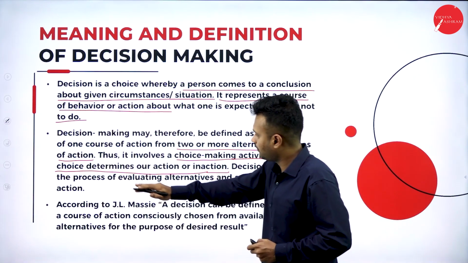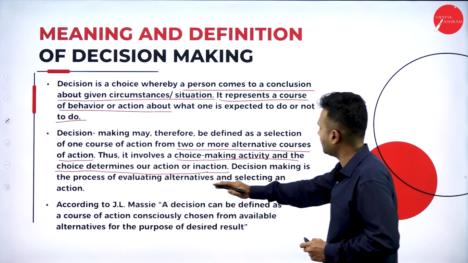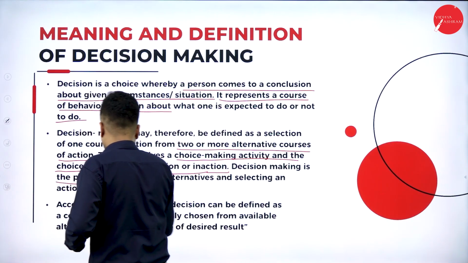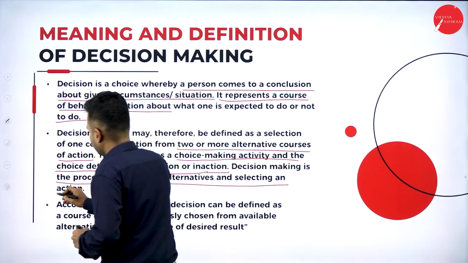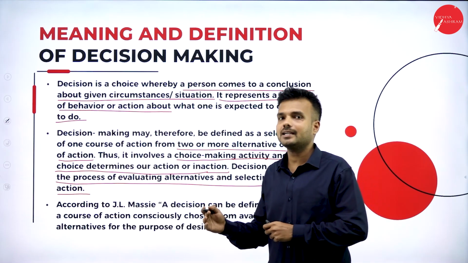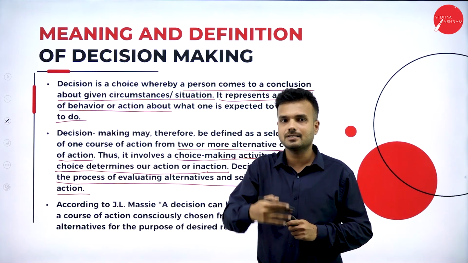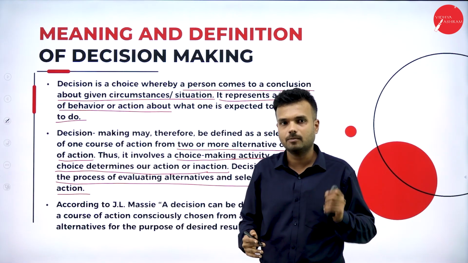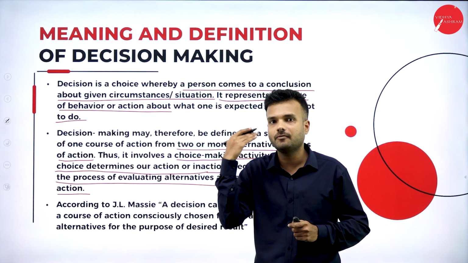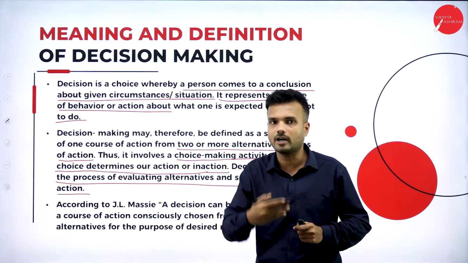Decision making is the process of evaluating alternatives and selecting an action. As I had explained, it is a course of action that evaluates and takes the final decision, and that is the decision making process. It comes to the end conclusion which we are going to face in the organization.